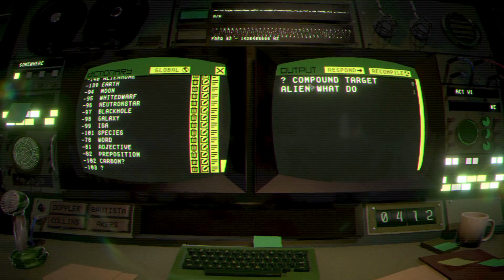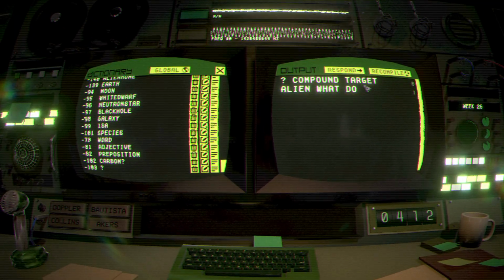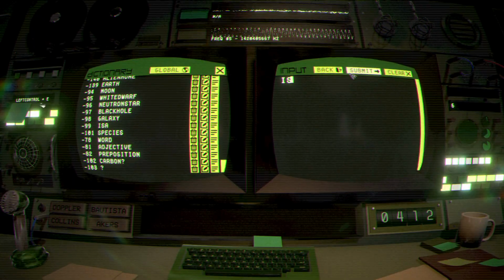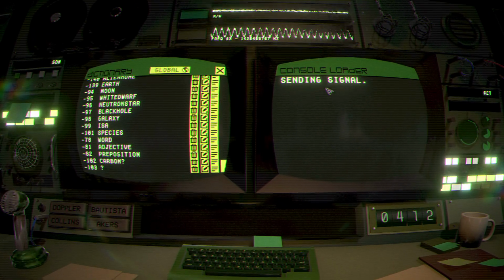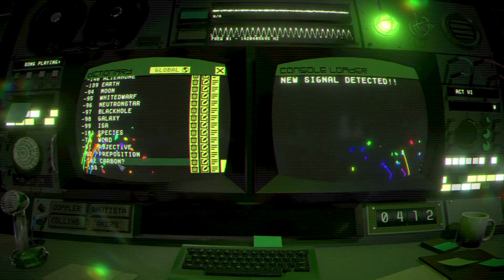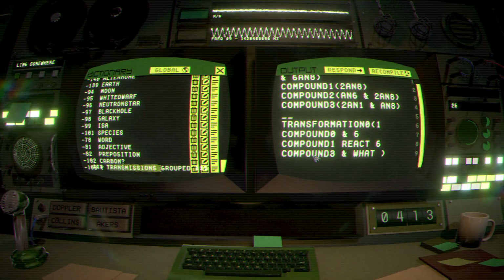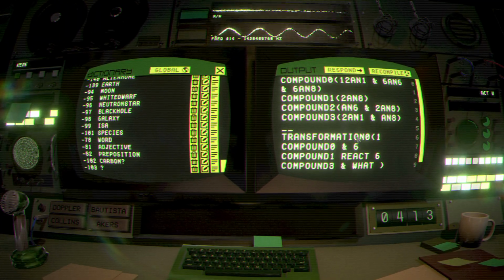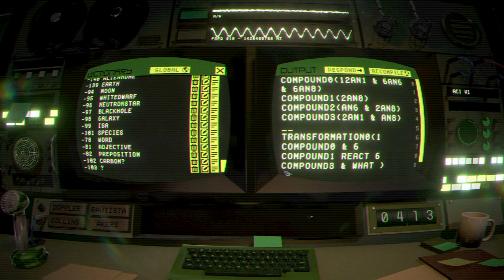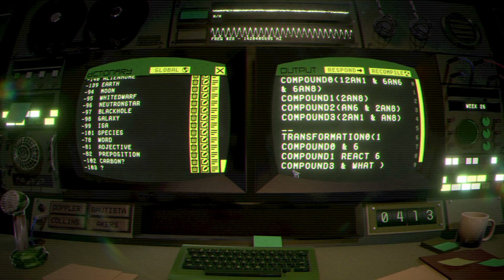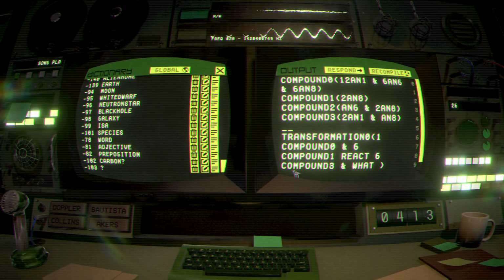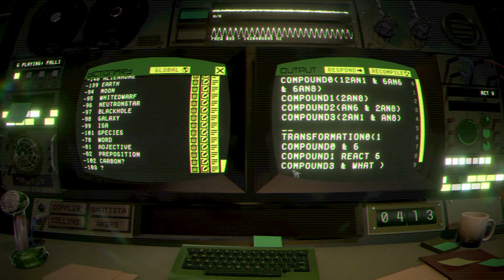Something, compound, target, alien do. Alien is a something-based compound. The hydrogen and carbon-based life? Is that what they're saying? Trying to understand what the heck these guys are talking about.